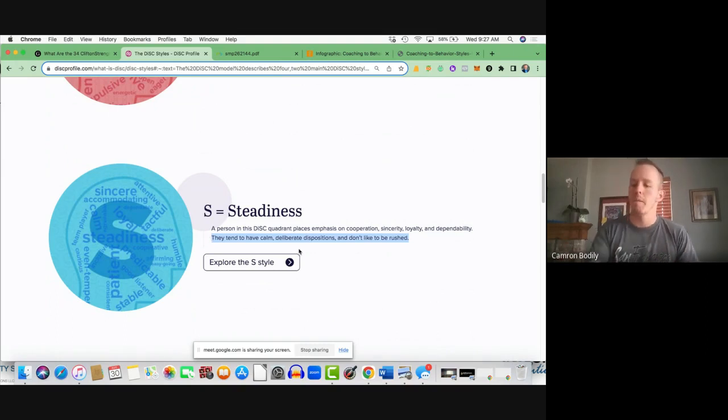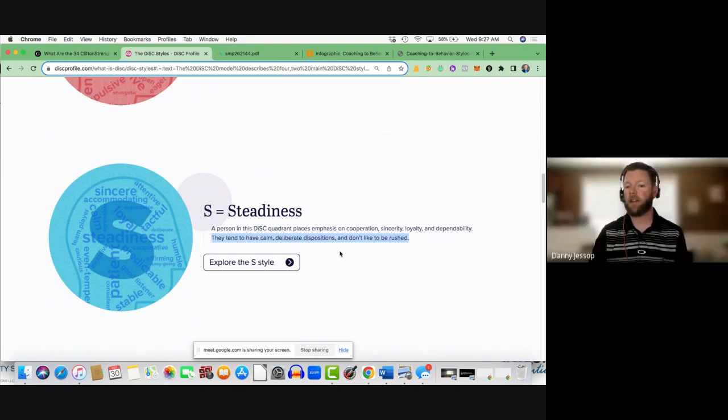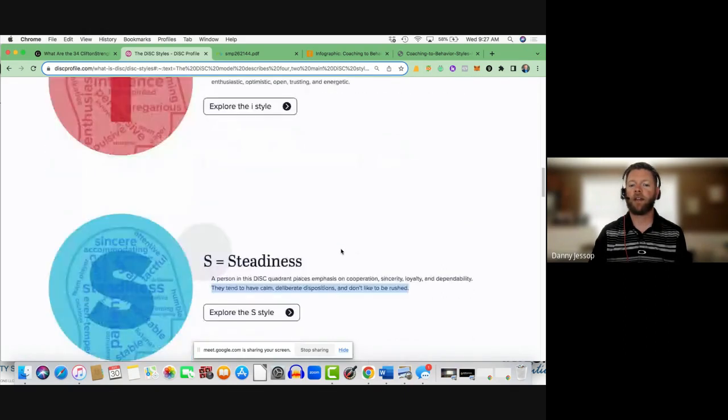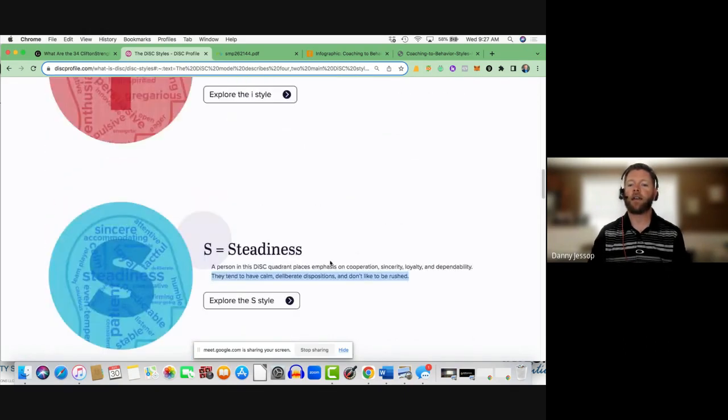And so kind of what you mentioned is maybe that S, the steadiness here of the DISC. So dominance, influence, steadiness, and conscientiousness. Steadiness people tend to have calm, deliberate dispositions and don't like to be rushed. But they're also like, hey, I'm not out in the spotlight here. I'm not a high D. I'm not going to just command the attention, but I'm also going to do a good job of keeping that steady, consistent thing that you need.